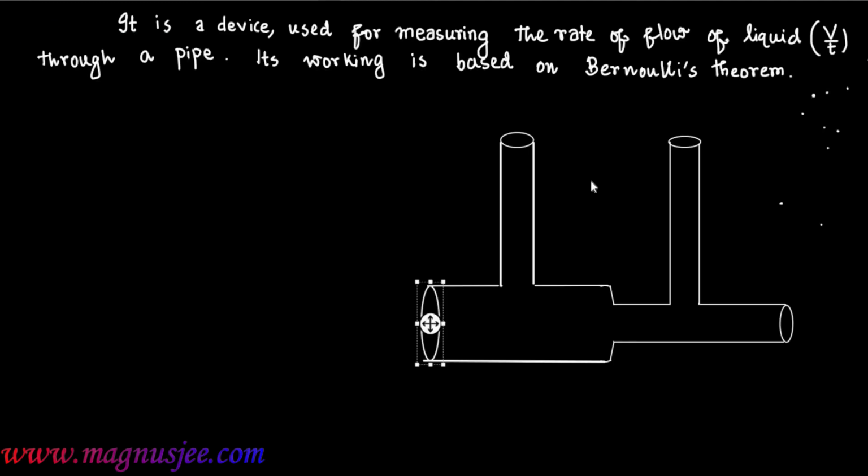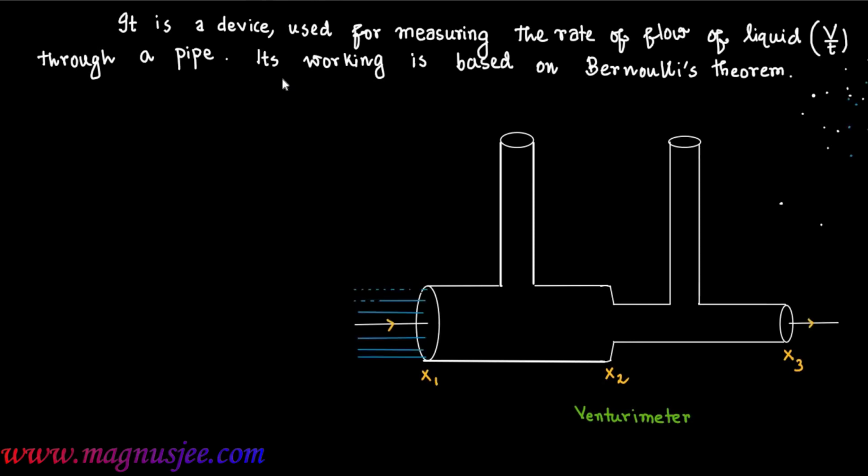In the diagram, we have a Venturi meter in which two pipes X1, X2 and X2, X3 are connected in series combination. The first pipe is X1, X2, which is connected to another pipe X2, X3 in series combination, and liquid will be flowing from left to right.